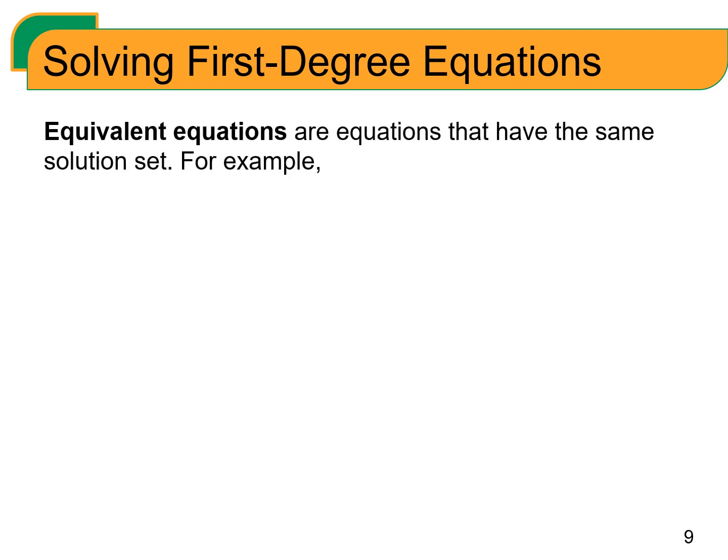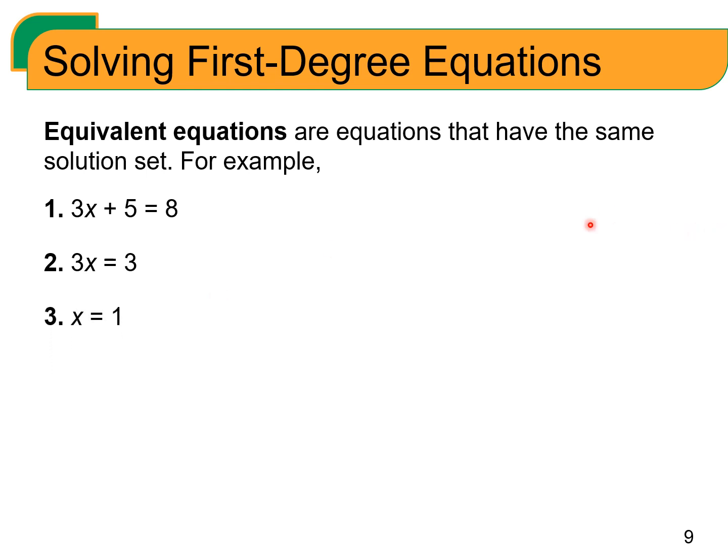Next, we are going to introduce what are called equivalent equations. Equivalent equations are equations that have the same solution set. For example, the solution of 3x plus 5 equals 8, which we did a while ago, is 1. So is equation number 2, 3x equals 3. If you replace x by 1, you get a true statement. The left-hand side is 3, the right-hand side is 3.